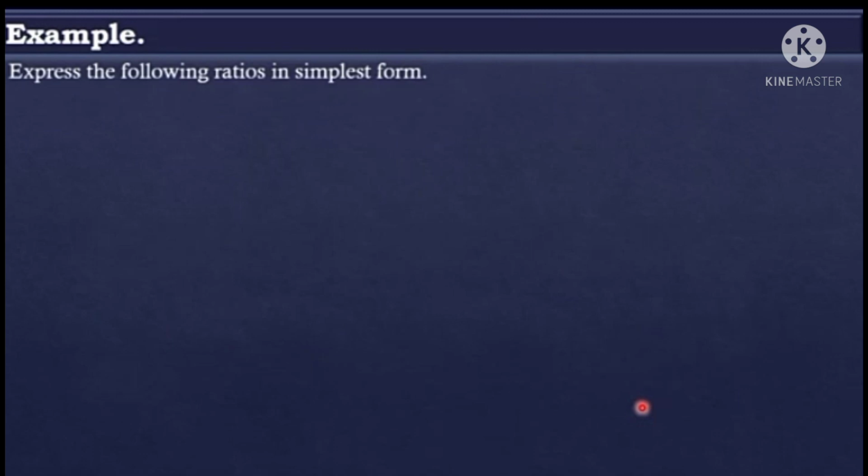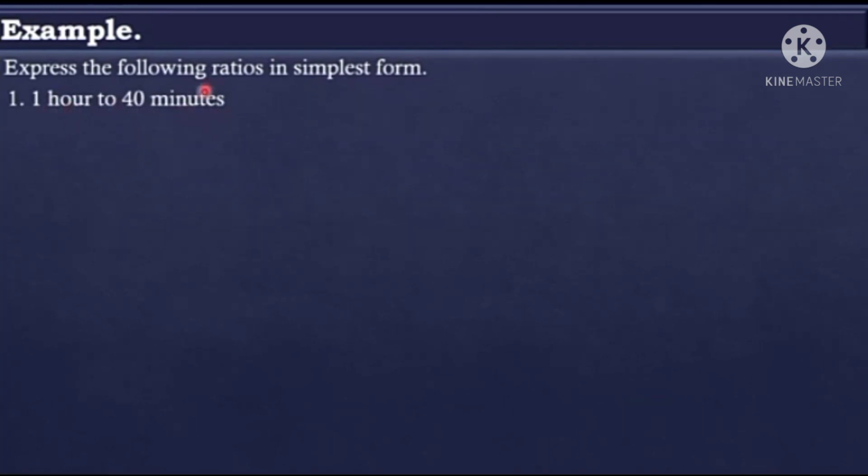So let's have an example. Express the following ratios in simplest form. Number 1: I have here 1 hour to 40 minutes. We will not put 1 over 40 or 1 is to 40, because this is 1 hour and here is minutes. They must be in the same units. What is the equivalent of 1 hour in minutes? This is 60 minutes. Therefore, 60 is to 40.